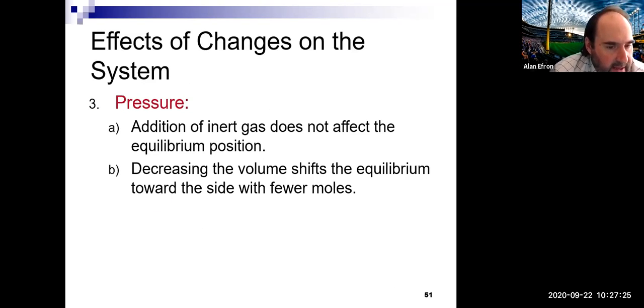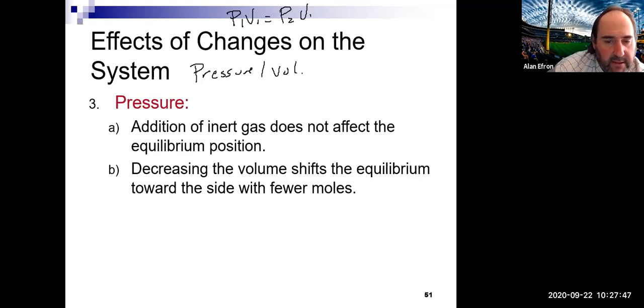The last effect is pressure, and really pressure and volume are oftentimes tied together. If you think about Chem 50, a good gas law that involves pressure and volume is P1 V1 equals P2 V2. That's our good friend Boyle's law. And if you remember Boyle's law, there is a relationship between pressure and volume at constant temperature. As the pressure goes up, volume goes down, and vice versa. As the pressure goes down, the volume goes up.